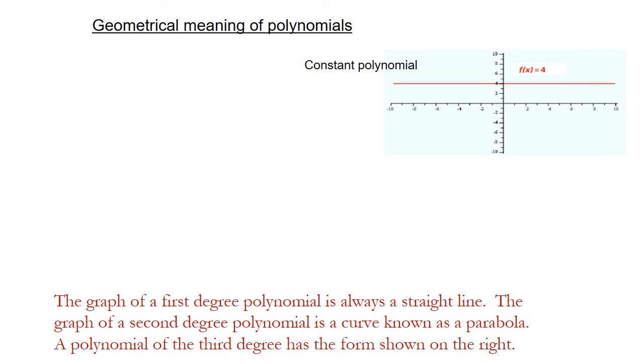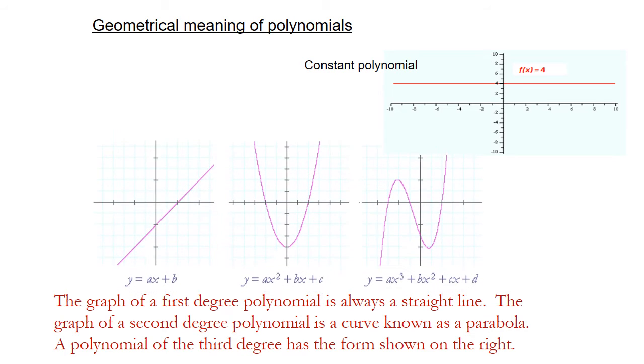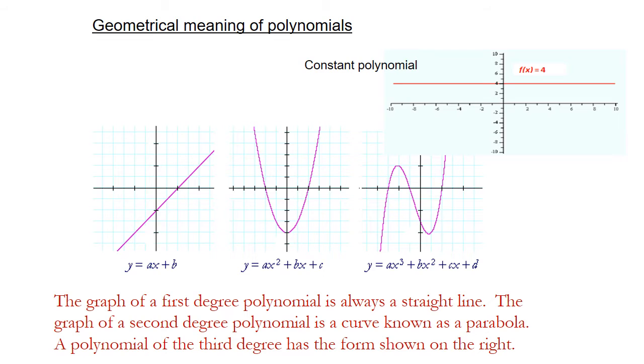Geometrical meaning of a polynomial. Here the figure is given for a constant polynomial. In a coordinate plane, f of x is equal to 4 is drawn here. In this f of x is equal to 4, there is no variable, so this is called a constant polynomial. A constant polynomial always represents a straight line. It is parallel to the x-axis or it is parallel to the y-axis.